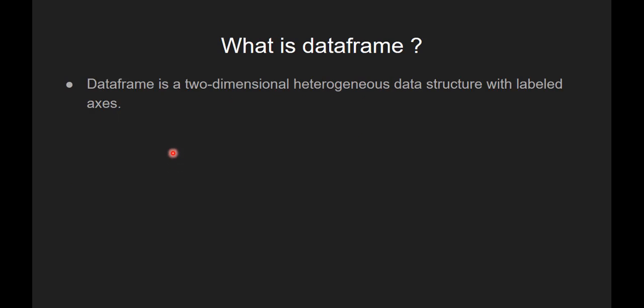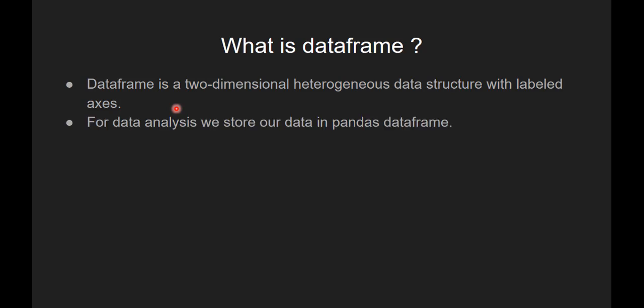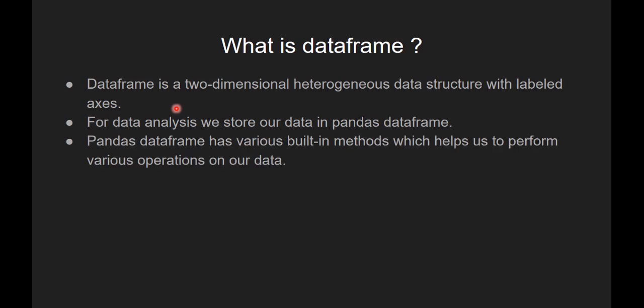Now let's see what a data frame is. A data frame is a two-dimensional heterogeneous data structure with labeled axes. For data analysis, we store our data in a Pandas data frame. A Pandas data frame has various built-in methods which help us to perform various operations on our data.